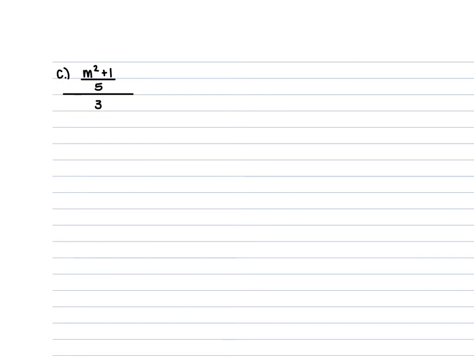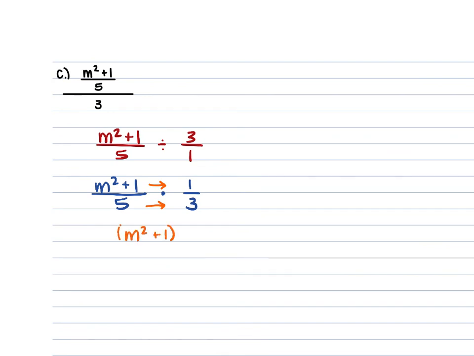For our last example within this lesson, we are given m squared plus 1 over 5 all over 3. So this just means m squared plus 1 over 5 divided by 3, or 3 over 1. If we keep, change, flip, we have m squared plus 1 over 5 times 1 over 3. So we multiply straight across. Anything times 1 is itself, so we can just do m squared plus 1 all over 5 times 3 is 15.